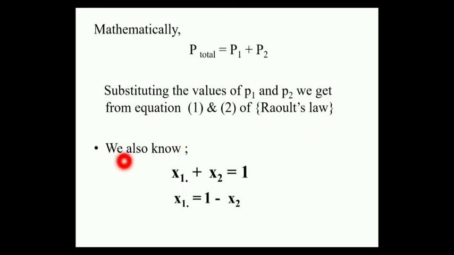We also know that the sum of the mole fractions of the solution is always unity, that is x1 plus x2 is equal to 1. So x1 is equal to 1 minus x2. We need to consider these two equations also. So now let us substitute the values here.